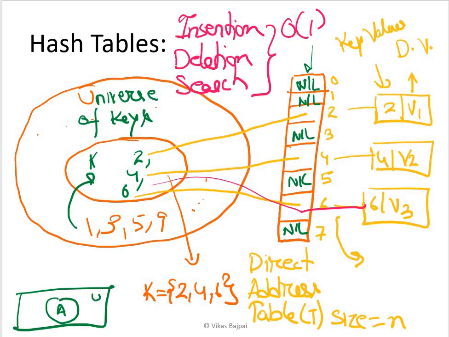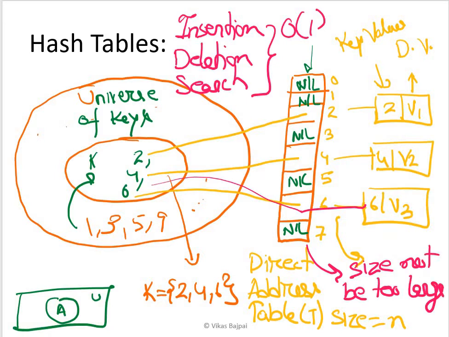Although we have 2 suggestions here, right? The size of this particular array should not be too large, and no two elements should have the same key.